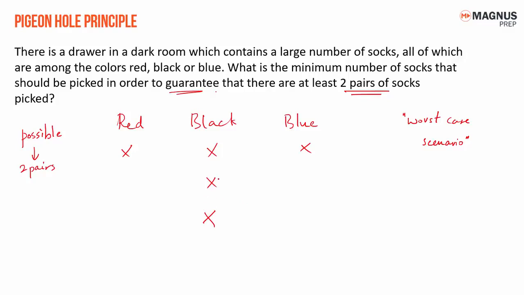The worst case scenario is when we pick another black sock, and now whatever sock we pick, be it red, black, or blue, will guarantee that there are at least two pairs of socks picked. So what is our count? For example, say I picked red. So the number we are looking for is six socks. So you have to pick up six socks in order to guarantee yourself that you have at least two pairs of socks picked.